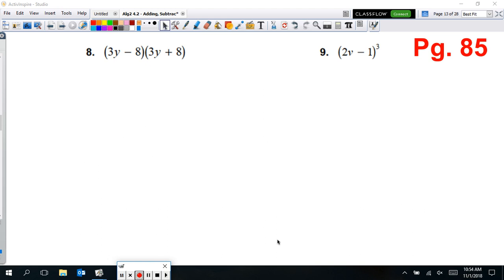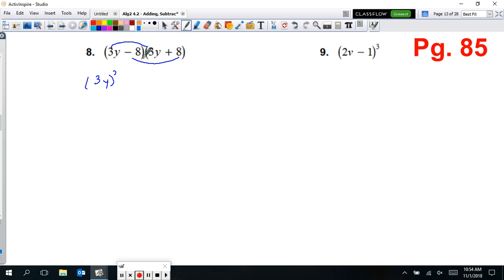Okay, so back to page 85. So number 8, that gives us a sum and a difference. They're almost exactly the same, just one's a difference, one's a sum. So that means that we can just multiply the first ones. You can multiply your first ones and then multiply your last ones. You don't need to remember to multiply the outside and the inside, just because you'll cancel those out. So we have 3y times 3y. So those two will multiply each other. It's the same thing as saying 3y squared.